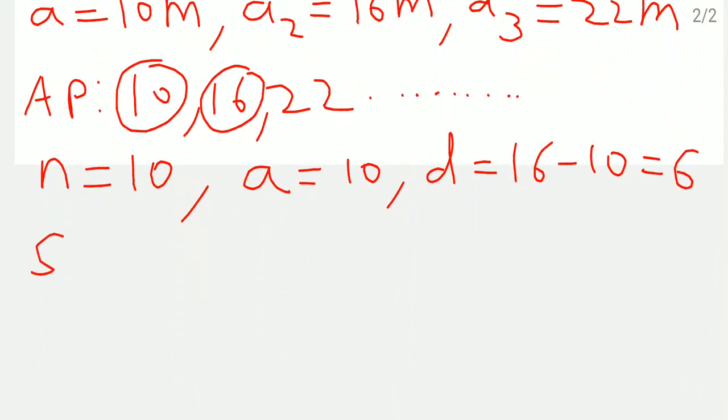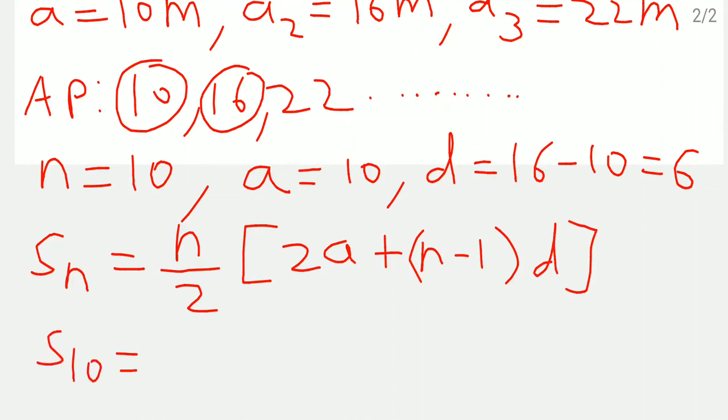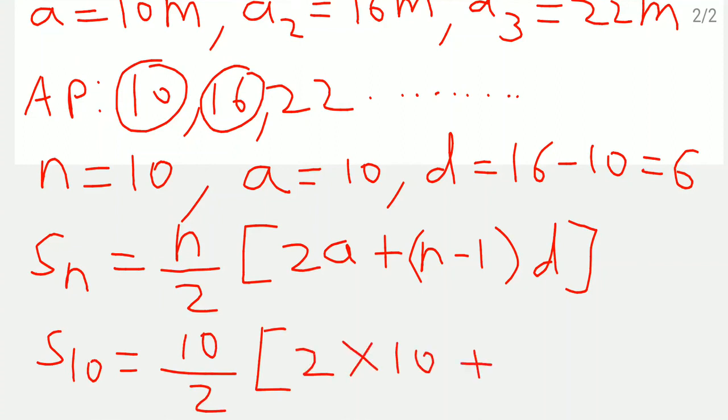We will use the formula S_n = n/2 [2a + (n − 1)d]. Here we'll substitute the value. n is 10. So S10, sum of 10 terms, is 10/2 [2 × 10 + (10 − 1) × 6]. n is 10, 10 minus 1 is 9, and our common difference is 6.